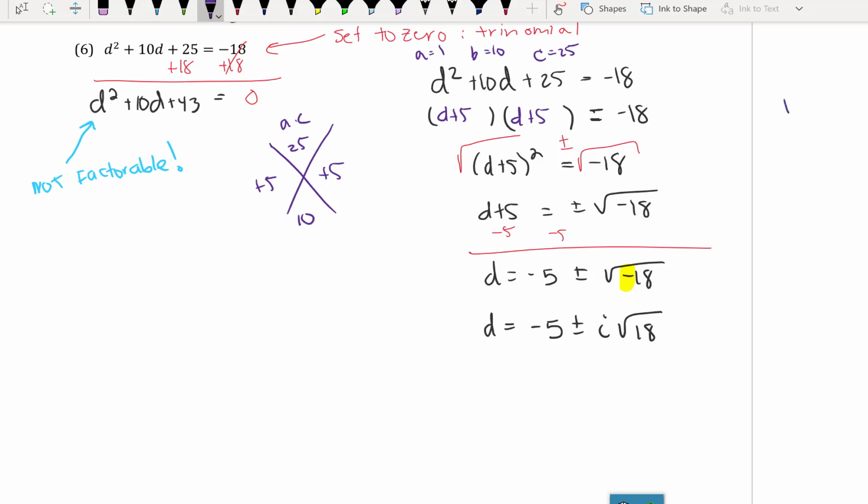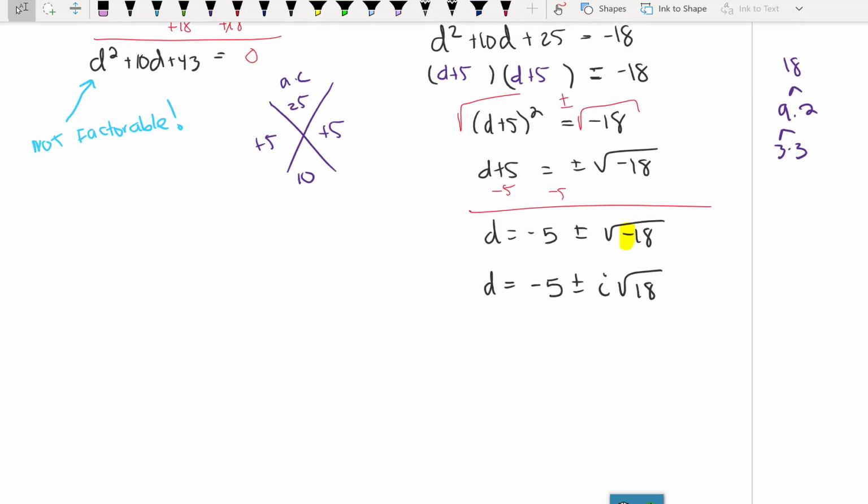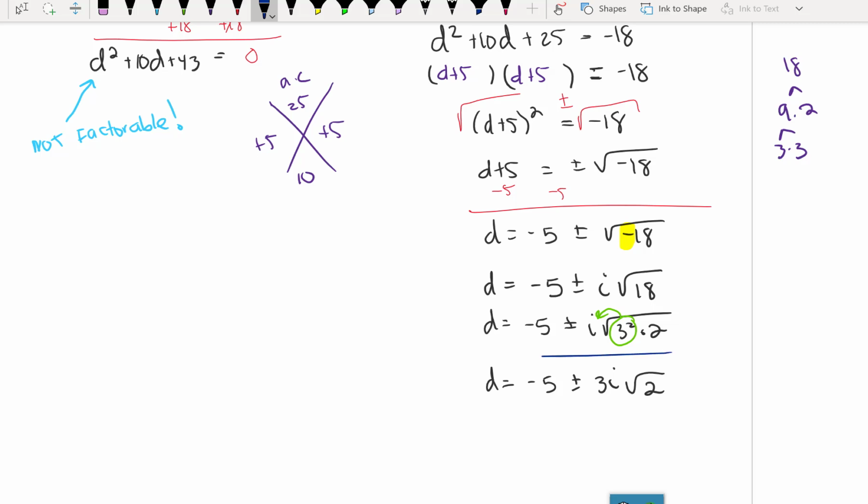And let's see if 18 can be broken down. So 18 is 9 times 2, which is 3 times 3. So if that's the case, I can say that D is equal to a negative 5 plus or minus i. And for 18, I'm going to have a 3 squared times 2. So it tells me that this 3 can jump out. So I can have D is equal to a negative 5 plus or minus 3i square root 2. And so that ends up becoming my final answer.